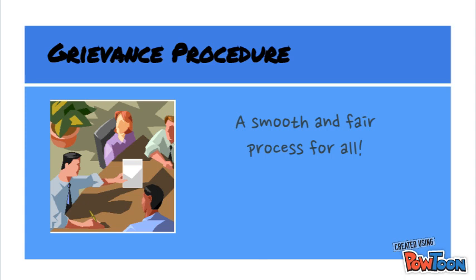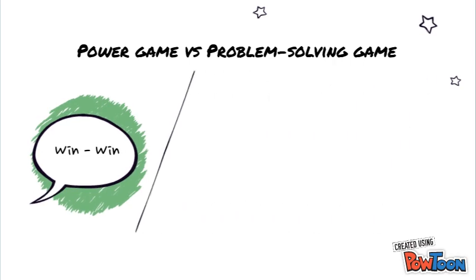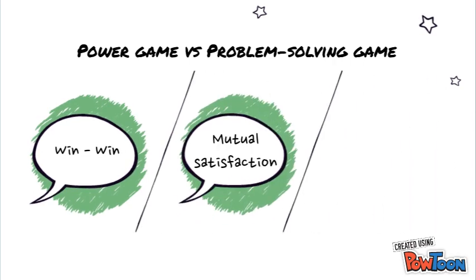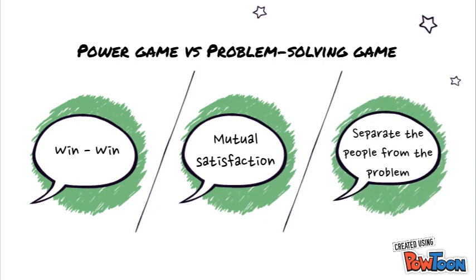Now, people often think that there have to be winners and losers within a collective bargaining unit, but here's how to turn a power game into a problem-solving game. It is possible for win-win situations, and instead of seeking victory, aim for mutual satisfaction. Separate the people from the problem and reaffirm the relationship after the bargaining process.